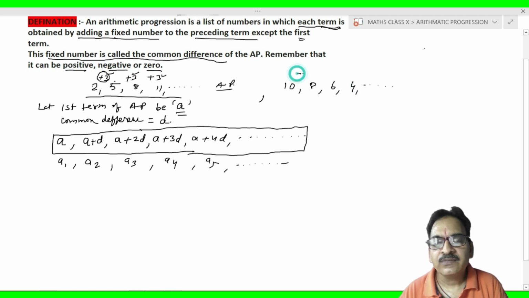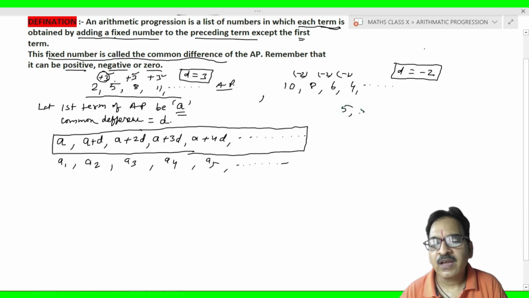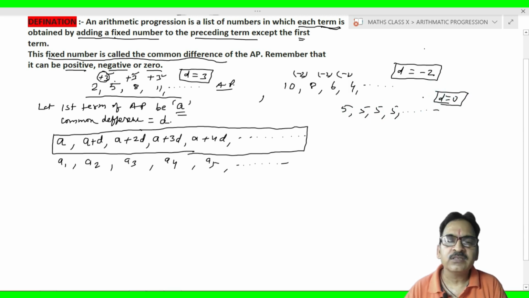Here we are doing minus 2, minus 2, minus 2. So addition of the common difference, here the value of D is minus 2, and here the value of D is plus 3. So it can be plus, it can be minus, means it can be positive or negative. Similarly, if you write 5, 5, 5, every term is 5 and keep on writing, here you will find the value of D is 0. The common difference between two consecutive terms is 0.